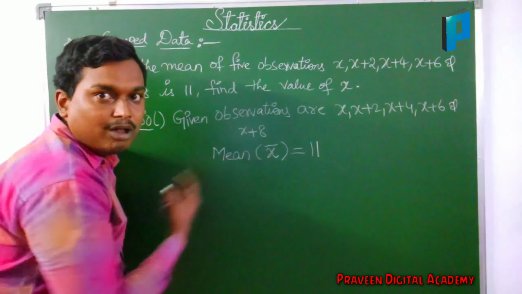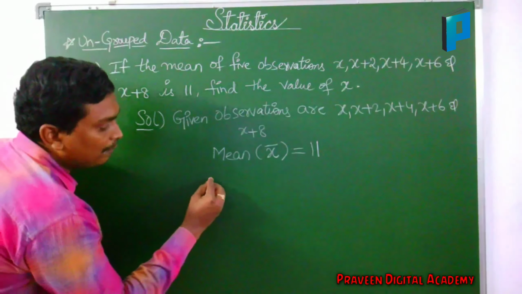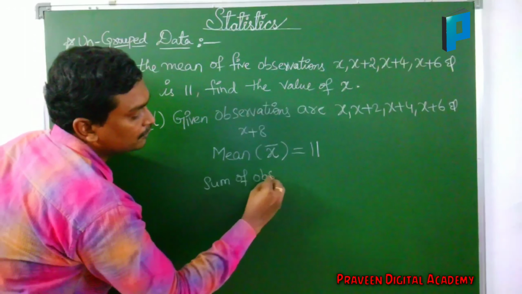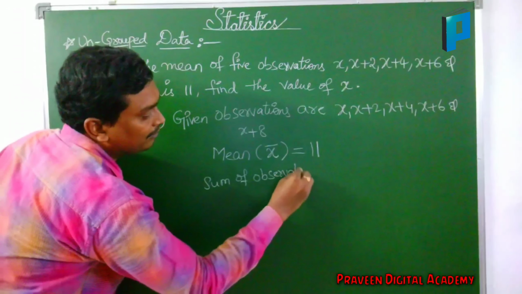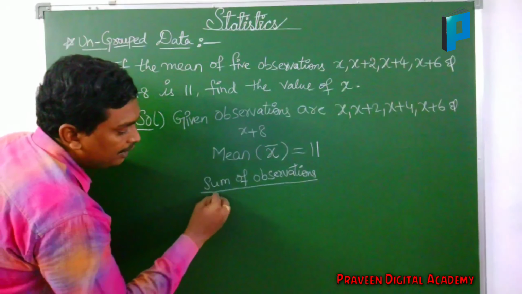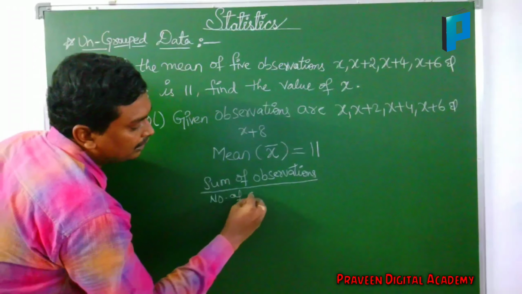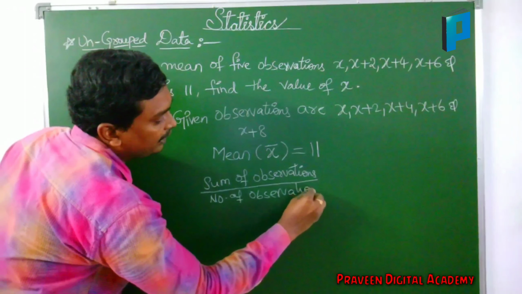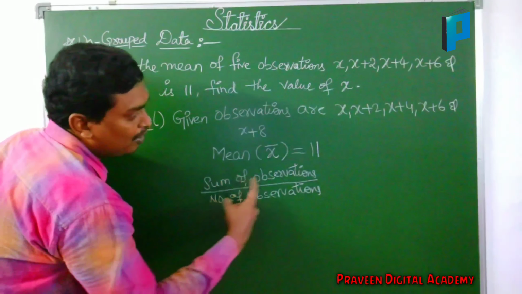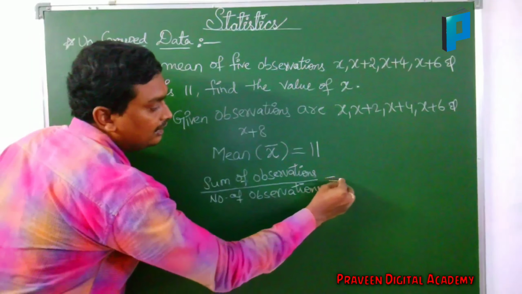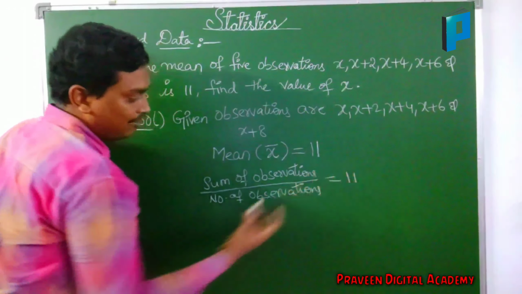Now here mean x bar is equal to 11, they gave. And what is the formula of the mean? Sum of observations by number of observations is the formula for mean. And here they gave that sum of observations by number of observations, which is called the mean, is equal to 11.